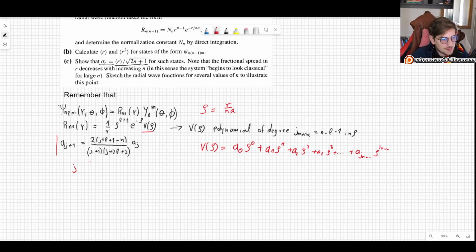And to find the maximum, we simply set this thing equal to 0. So j plus L plus 1 minus n is equal to 0. That's the case for j max. And from here, you can see that j max is going to be n minus 1 minus L, which is, of course, exactly what we had before. So that's just so that you have an idea where that condition came from.